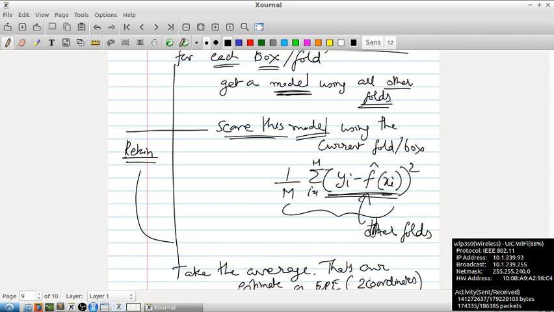So let's say this is the data. The whole thing is the training data.